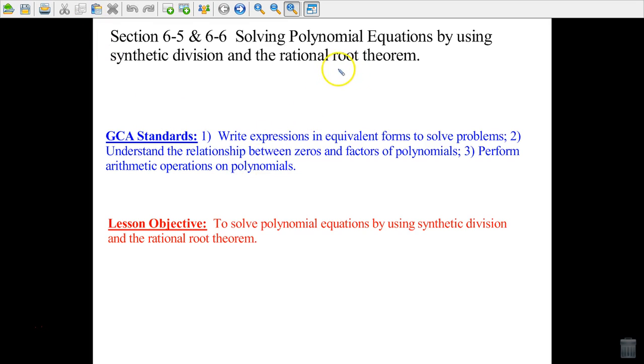So you're going to see a word that really is used synonymously with solutions, or we've used the word zeros in the past, but that word root there is another way of saying what are the solutions, or the zeros. And I'm going to show you in this lesson something that is known as the rational root theorem. That basically gives us a list of possible rational number roots.